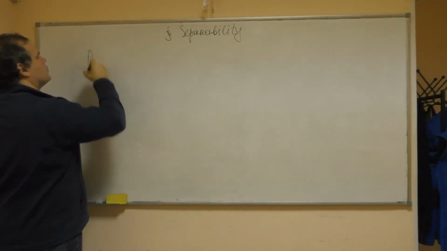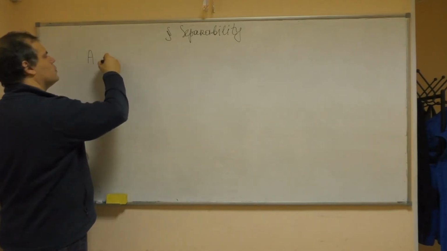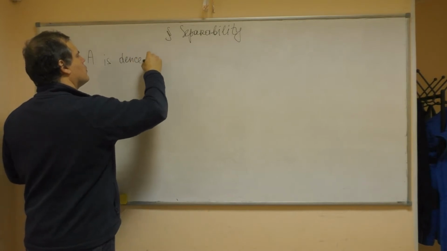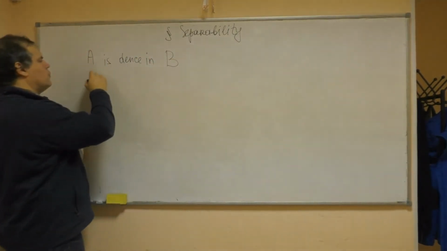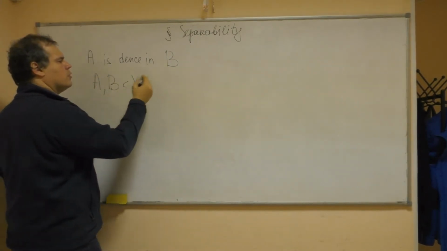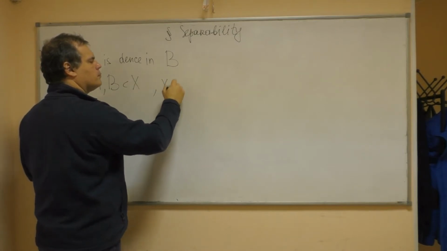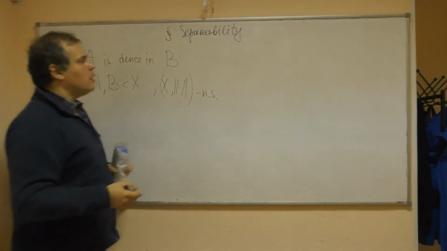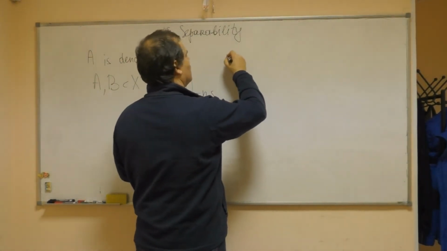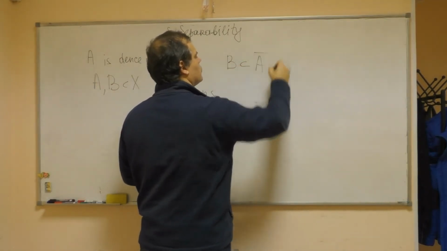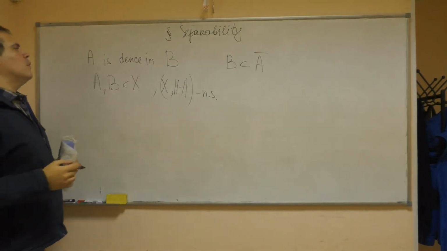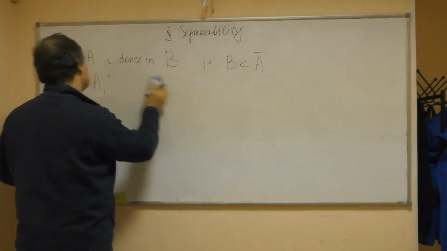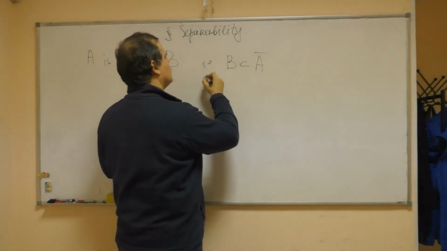We say that A is dense in B. I forgot to say that both A and B are some sets in a norm space. A is dense in B if B belongs to the closure of A. It is our first form of this definition.